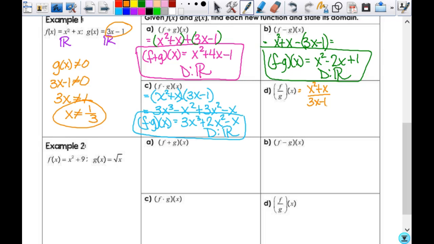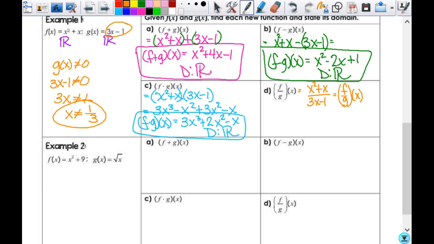Can I reduce this at all? No. If I could possibly, then maybe in the numerator I could factor out that x, but if I factor out that x, I'm just left with x plus 1, right? And that thing's not going to simplify. I cannot simplify this at all, so this does equal f over g of x. My domain, however, is not all real numbers. It's all real numbers except x can't equal 1/3.